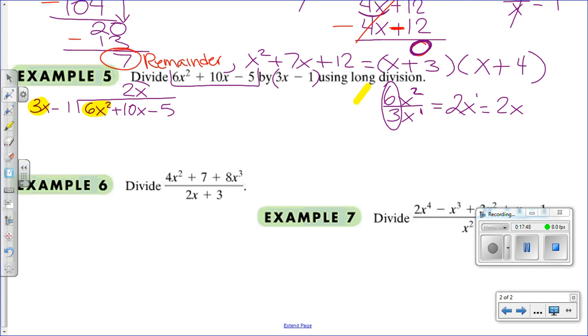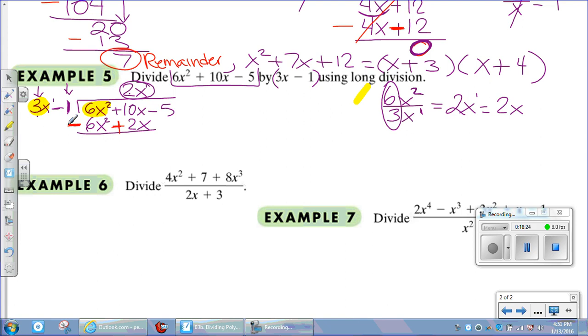Now what we need to do is multiply the quotient times 3x. That will give me 6x squared because we multiply the coefficients. 2 times 3 is 6. And for the exponents, we add them. Remember, we do that when we multiply variables. So then we multiply 2x times negative 1 right here. And so that will give me negative 2x. Now the next step for us is to subtract. So the sign from positive turns into negative, and this one from negative turns into positive.